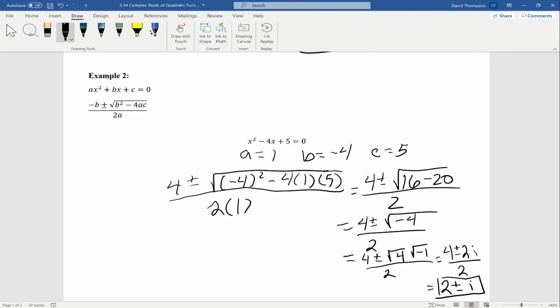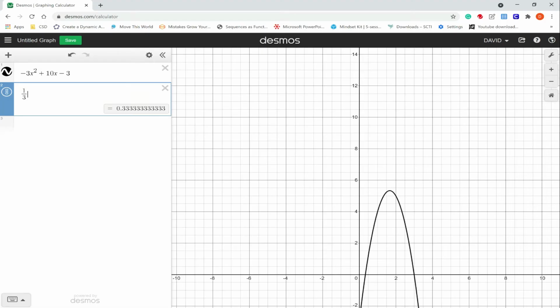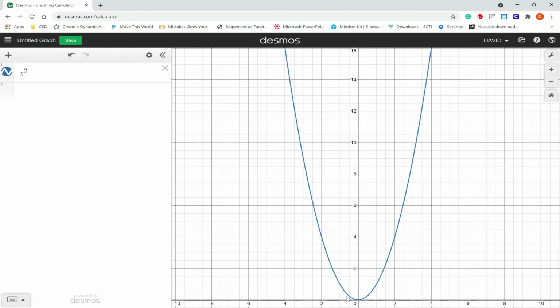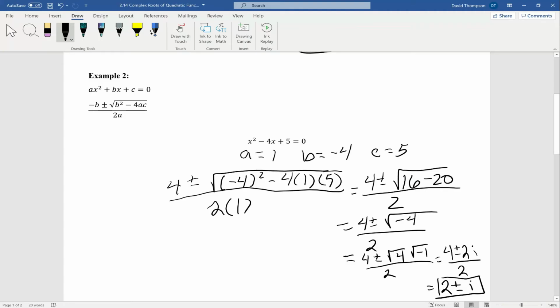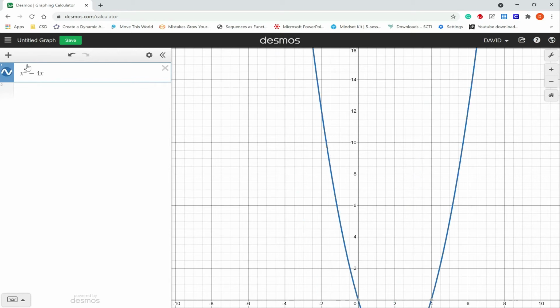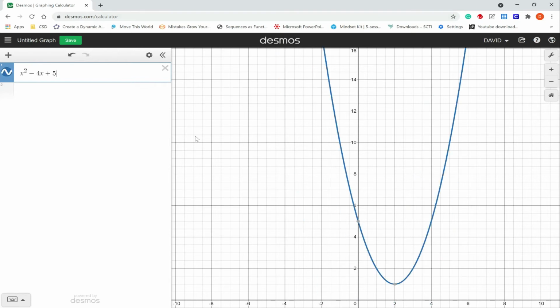And just to reiterate what this looks like, we're going to put this in the graphing calculator to see what the graph would look like. So we'd have x squared minus 4x plus 5. And as we can see, it doesn't cross the x-axis. So that's how we know that we should have imaginary roots, and we're done solving this problem.